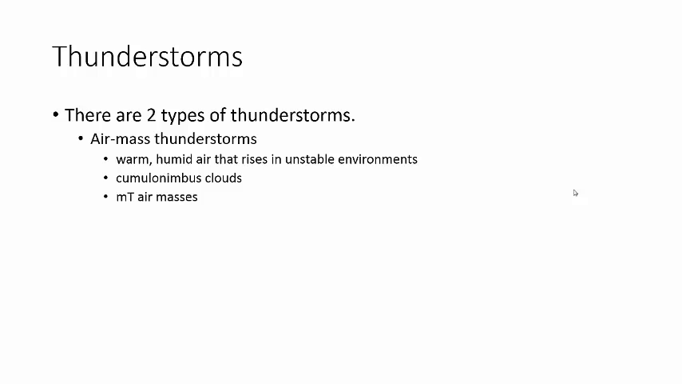All right, there's two types of thunderstorms, air mass thunderstorms and severe thunderstorms. An air mass thunderstorm, well, we've learned about air masses. You see why we had to do all that background in order to get to here, right? So warm, humid air that rises in an unstable environment. These produce cumulonimbus clouds, and again, we've studied that before. And these are empty air masses.